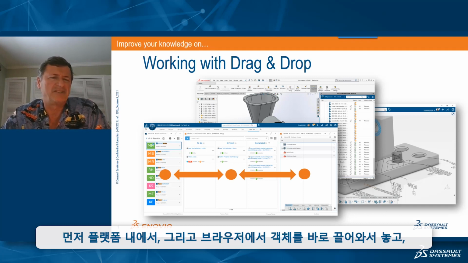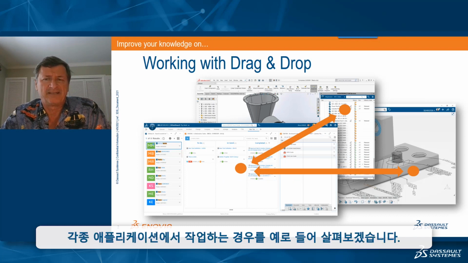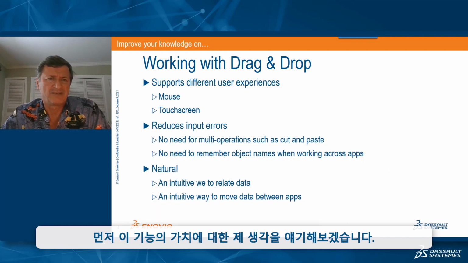First, I want to look a little bit at just dragging, dropping, and manipulating objects directly within the platform itself and the browser. But secondarily, I'd like to look at more of an extreme example of working across these different types of applications. So let's start off here by understanding a little bit about the values, at least as I see them.